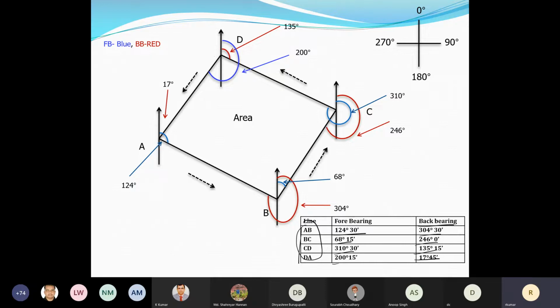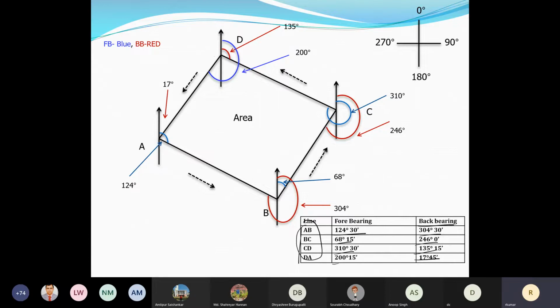Sir, in AB the difference is not 180 degrees. Not 180 degrees, confirm? Yes, sir. What about BC? Is it 180? No, sir. So two lines are measured with some error. Then what about CD? No, sir, CD is also not. DA? No, sir.